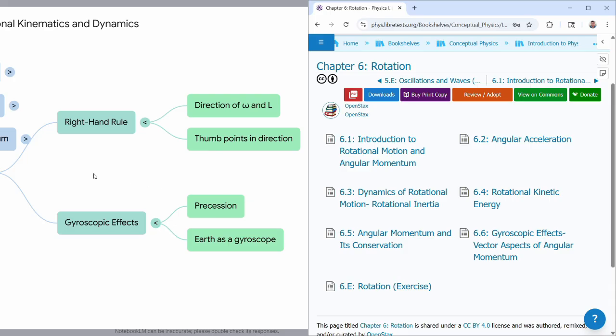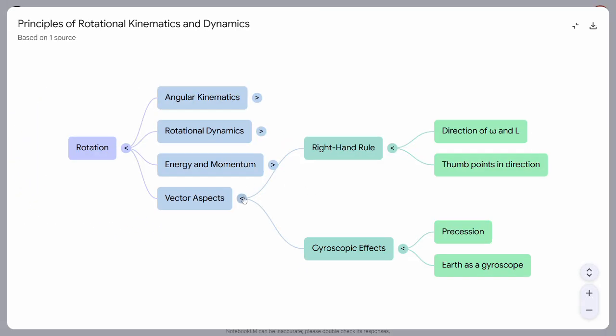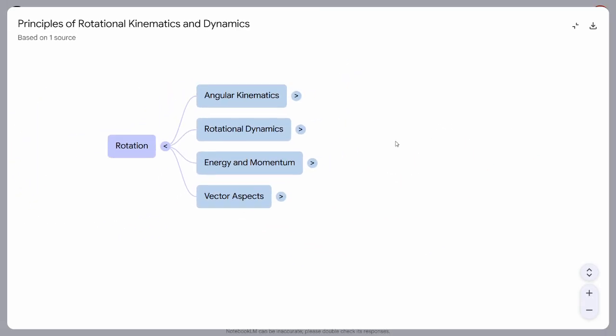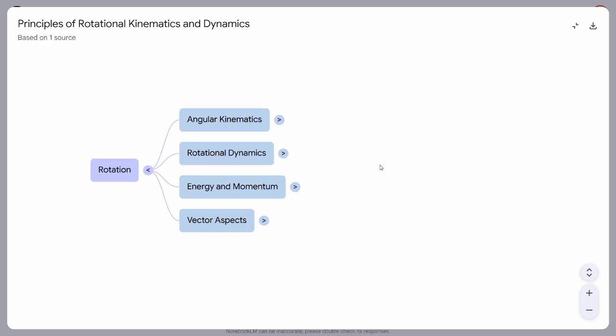I don't know. So that's, I think, all the topics in chapter 6, rotation. Rotation is a bit of a shorter chapter, so this week we'll also cover the remainder of mechanics topics, wrapping up unit 2 this week.